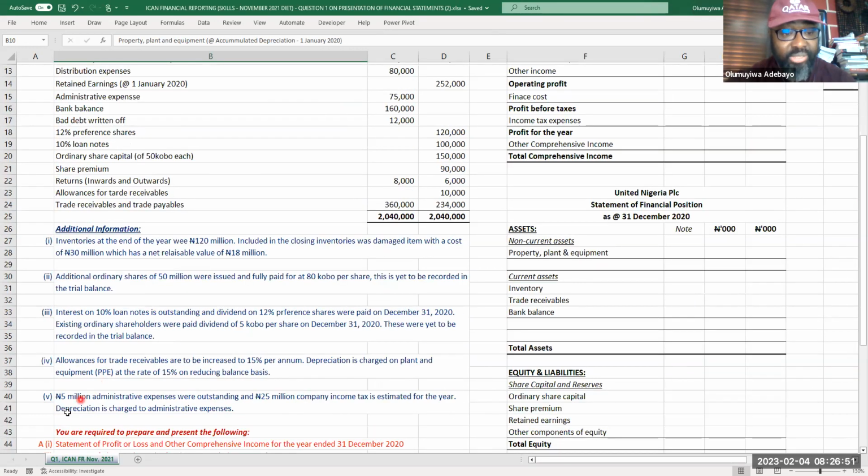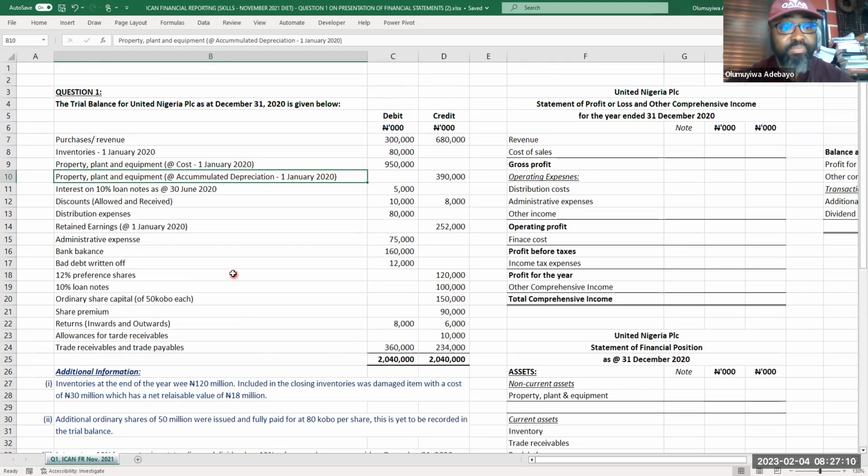And what's the additional information here? We're told that depreciation is charged to administrative expenses, and we're also told that depreciation is charged on PPE at the rate of 15% on reducing balance basis. We'll come back to that.